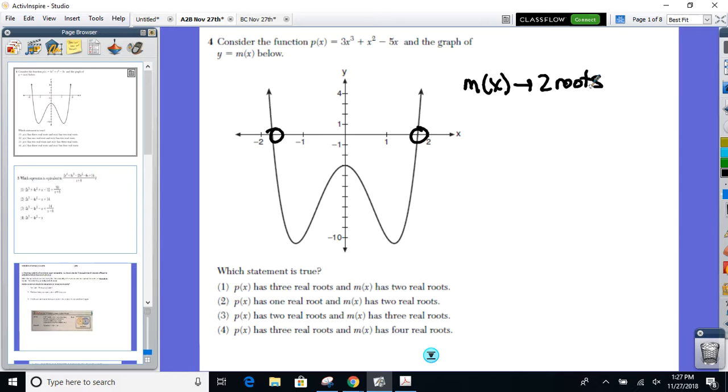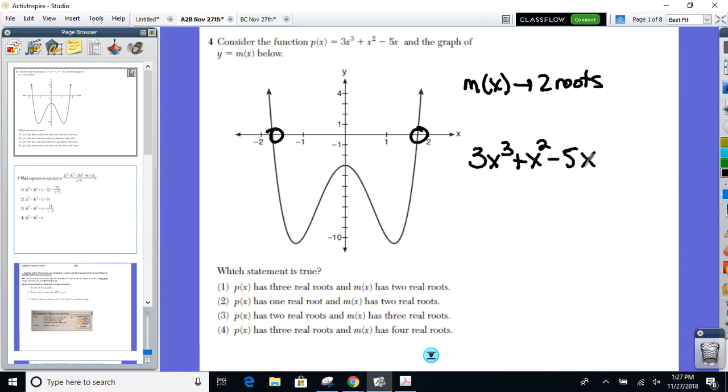And let's go to the equation now. I got 3x to the third plus x squared minus 5x. Guys, keep in mind, I don't need to know what the roots are. So don't try to go and solve this thing. You're just making a bigger headache for yourself. I don't like to say the trick, but it is a trick.